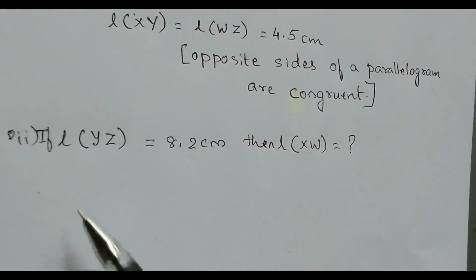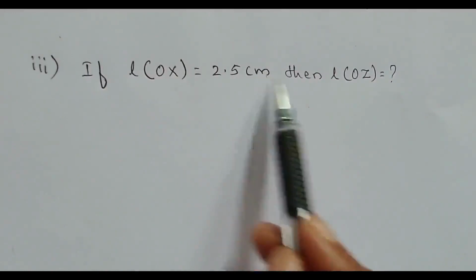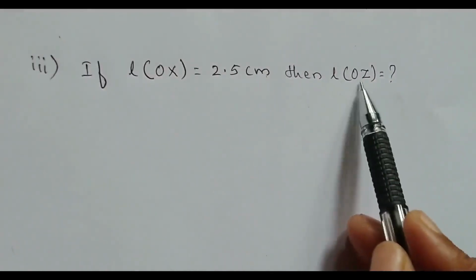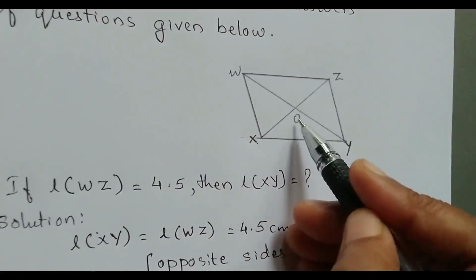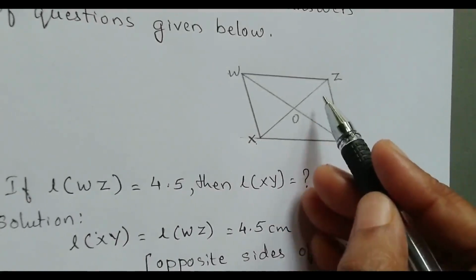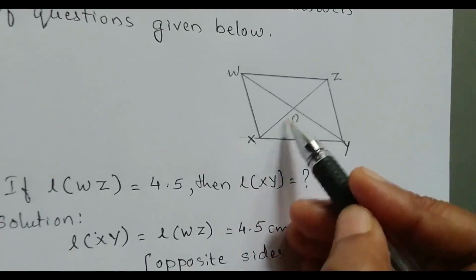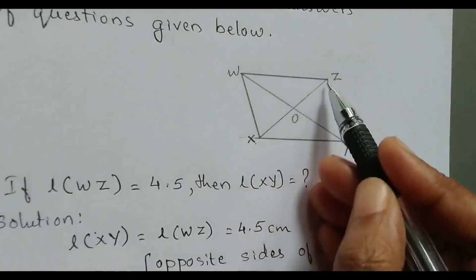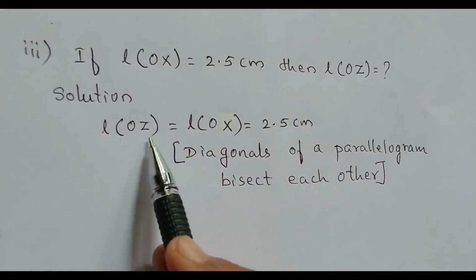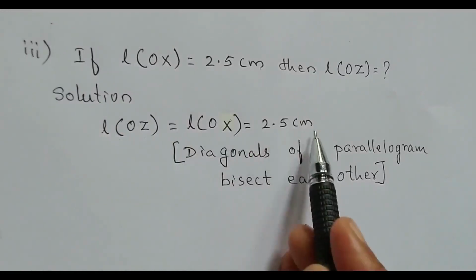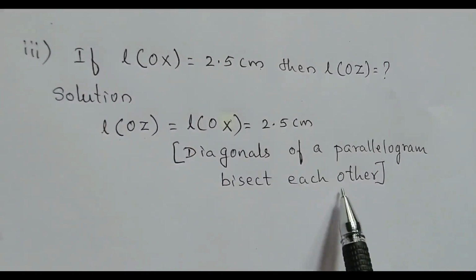Please complete this question. The third question is, if length OX is 2.5 centimeters, then what is length OZ? Length OX is given as 2.5 centimeters. We want to find length OZ. We know that the diagonals of a parallelogram bisect each other. So if length OX is 2.5, the length OZ is also 2.5 centimeters. So the solution is length OZ is equal to length OX is equal to 2.5 centimeters because the diagonals of a parallelogram bisect each other.